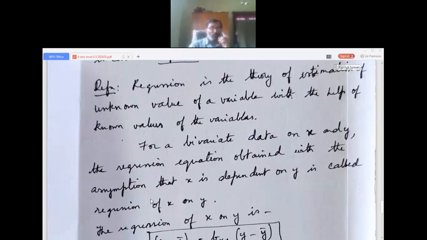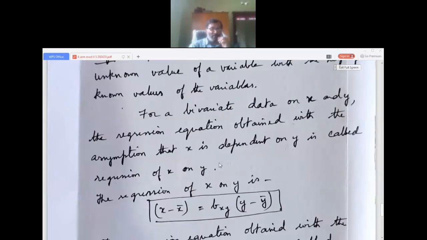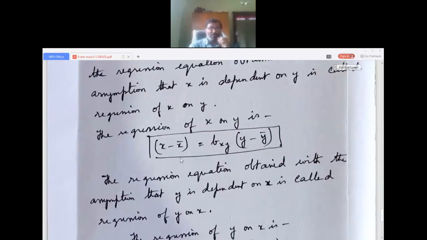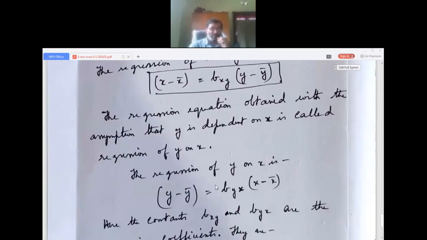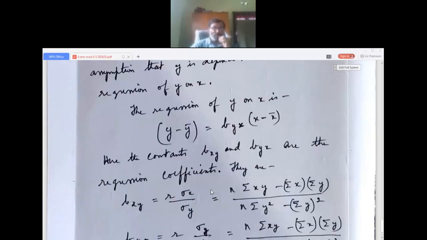For two variables x and y, x is dependent on y means the regression of x on y, that is x minus x bar equals bxy into y minus y bar. Y is dependent on x means the regression of y on x, that is given by y minus y bar equals byx into x minus x bar. bxy and byx are called regression coefficients. They are calculated by these two formulas.